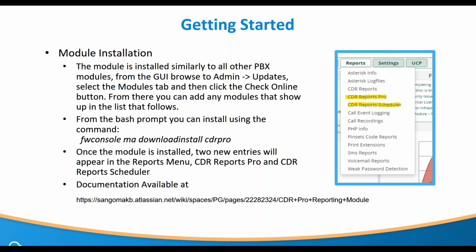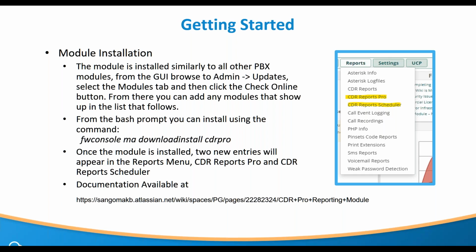Okay. Now I'm going to deep dive a bit into the technical stuff. So how do you install this module? The method to install this module is very similar to any other commercial module or any other free module. You just go, with the GUI, to Admin and then Updates. Here you select the Modules tab, then select Commercial and press the Check Online button. From there you can add any module that shows up in the list that follows, and you will see the CDR module there. That's how you install it from the GUI.